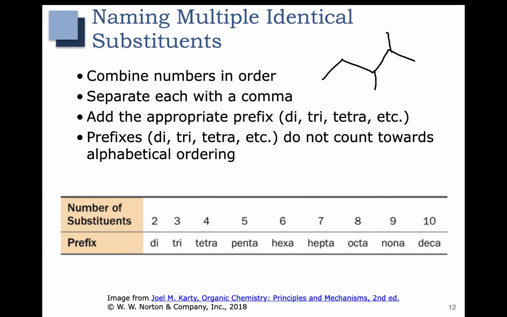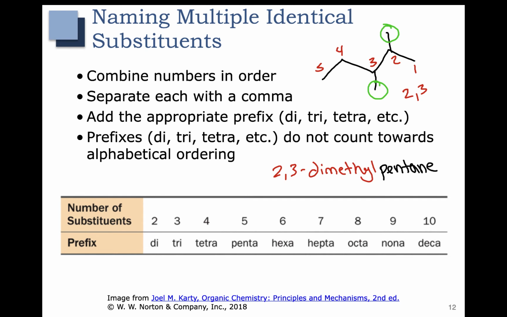In this case, I have a methyl group here and another methyl group here. If I'm naming this molecule, I'm going to first number to give the first substituent the lowest possible number. That puts the 2 on the first methyl group and a 3 on the second. I'm going to combine those numbers in order, 2 and 3, separate each with a comma, and then add the appropriate prefix. In this case, I have 2, so it's going to be di. That means I would say that my substituents are 2,3-dimethyl. In this case, I have a 5-carbon chain, and that would make it a pentane.